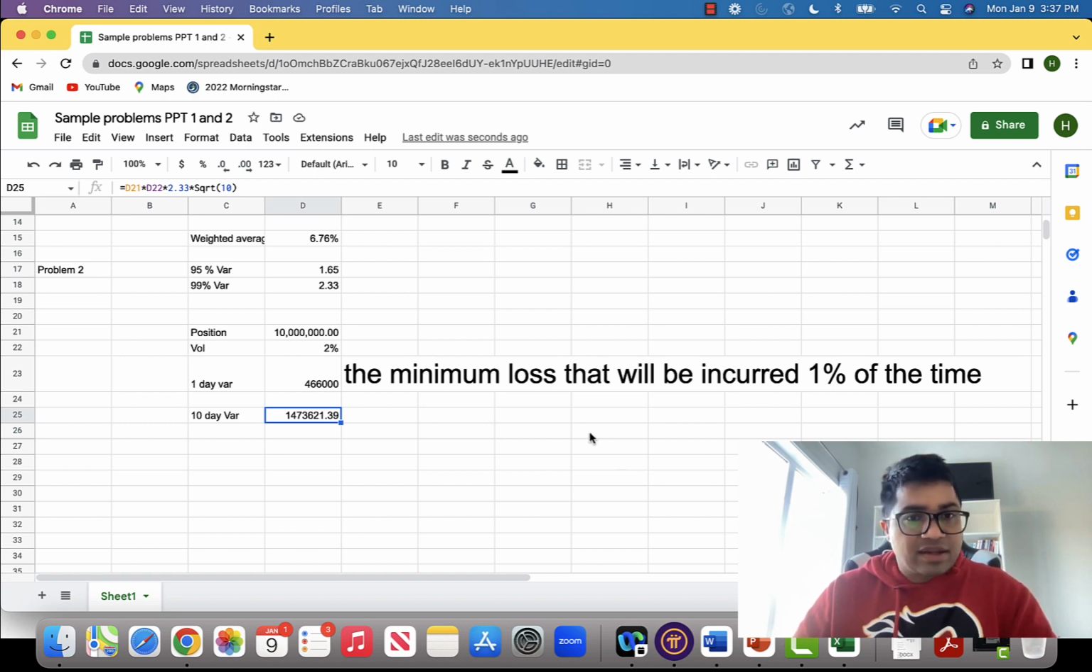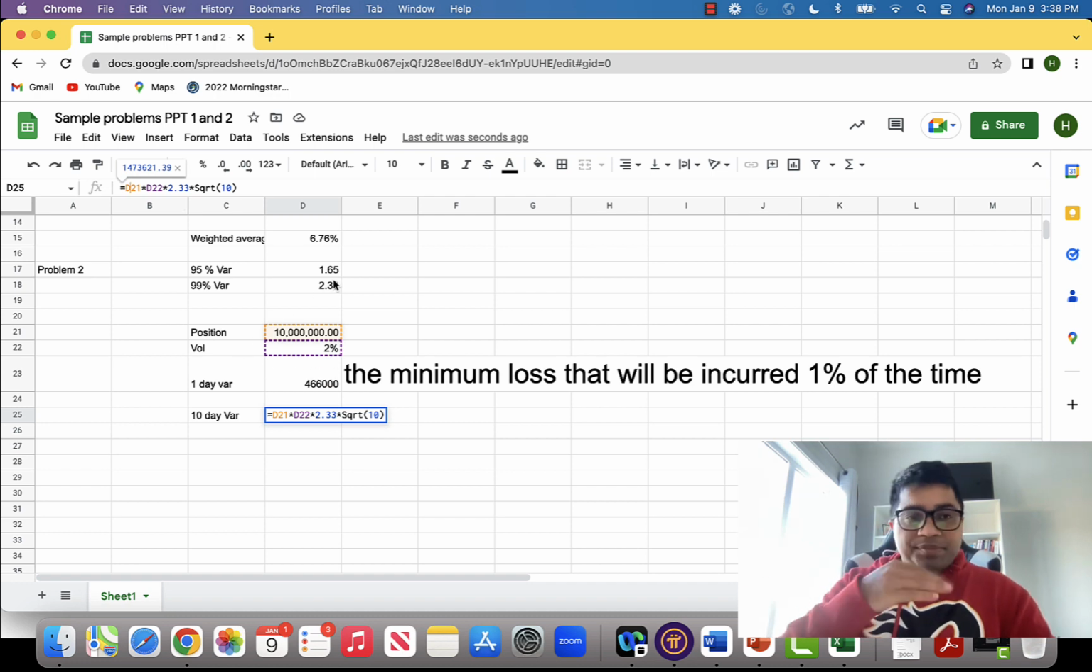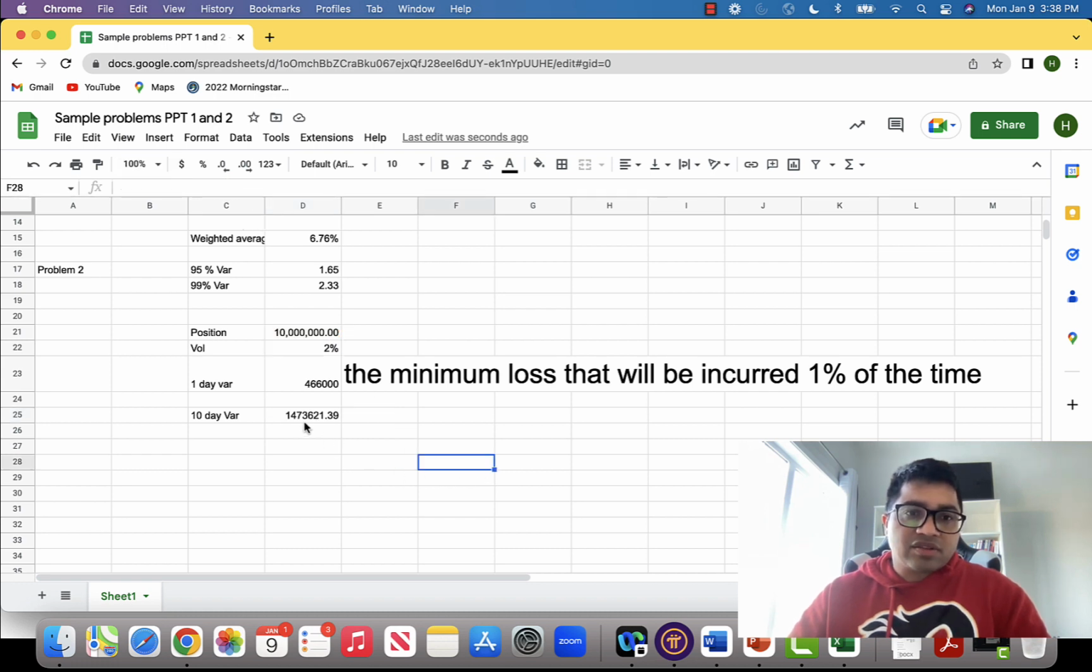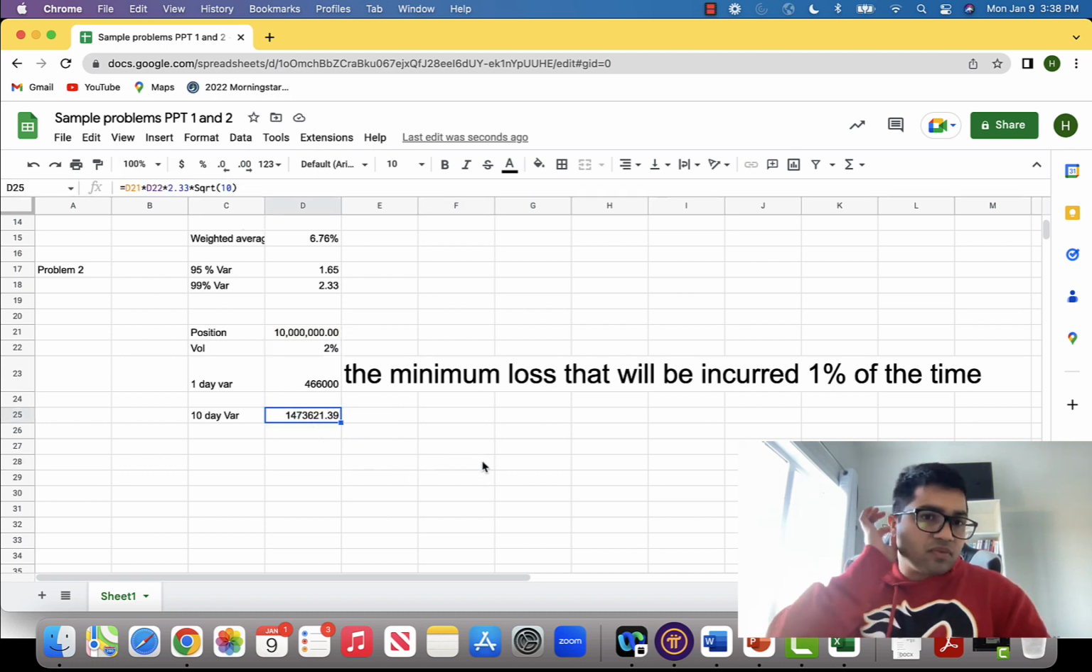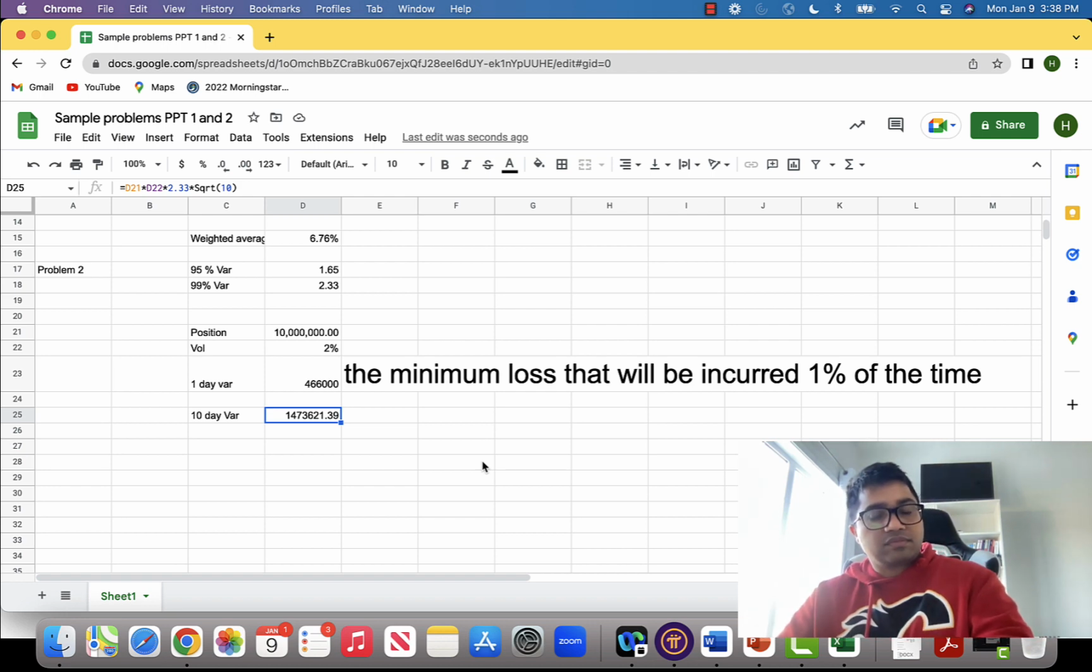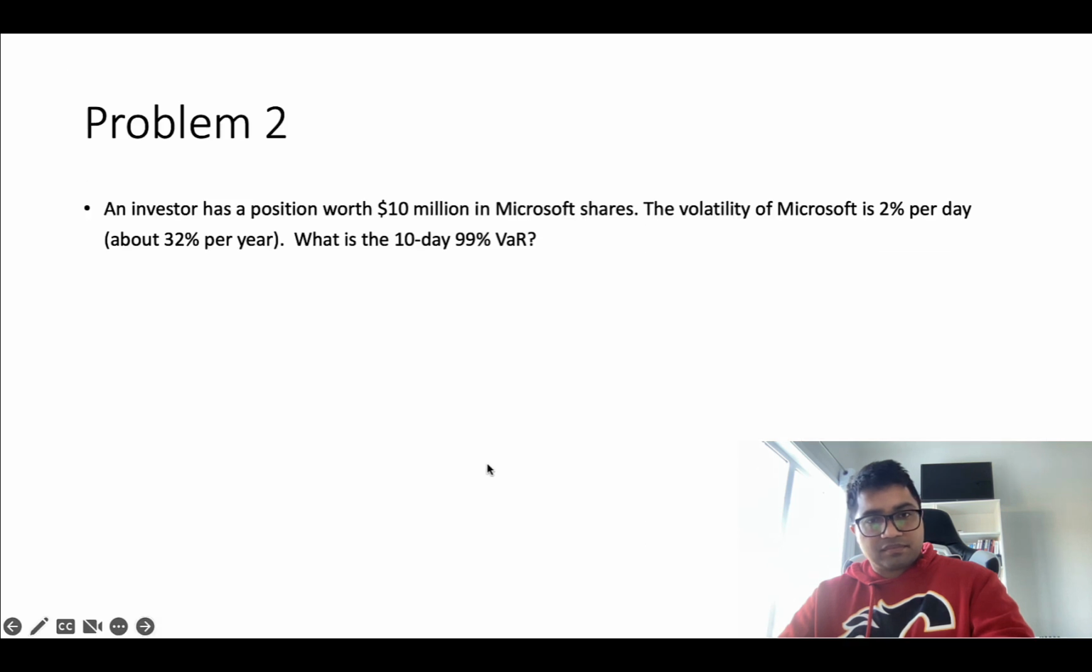Now if you want to find out the minimum loss that you can face in a 10-day period if everything falls apart, you can calculate that too. For a 10-day period, it is position size into volatility into 2.33, because it is 99% VaR that they are asking you to calculate, into the square root of time. The time is 10, so square root of 10. That gives you $1.47 million. Okay, so that is problem number 2.